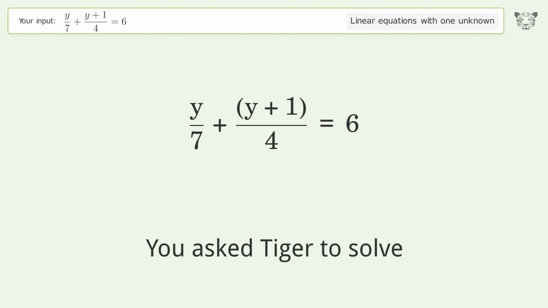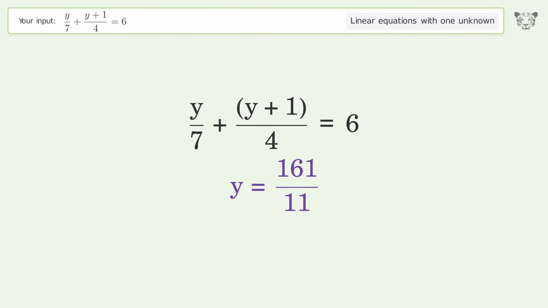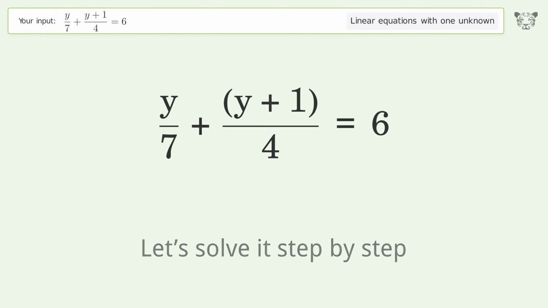You ask Tiger to solve. This deals with linear equations with one unknown. The final result is y equals 161/11. Let's solve it step by step.